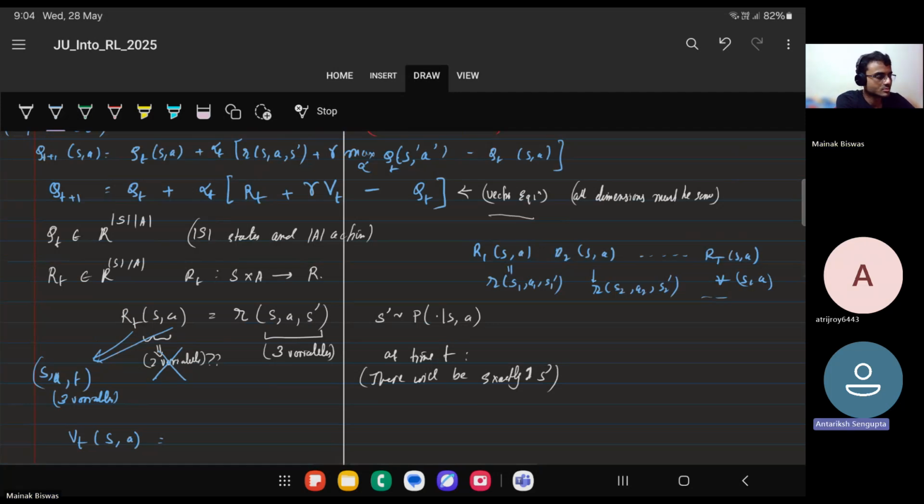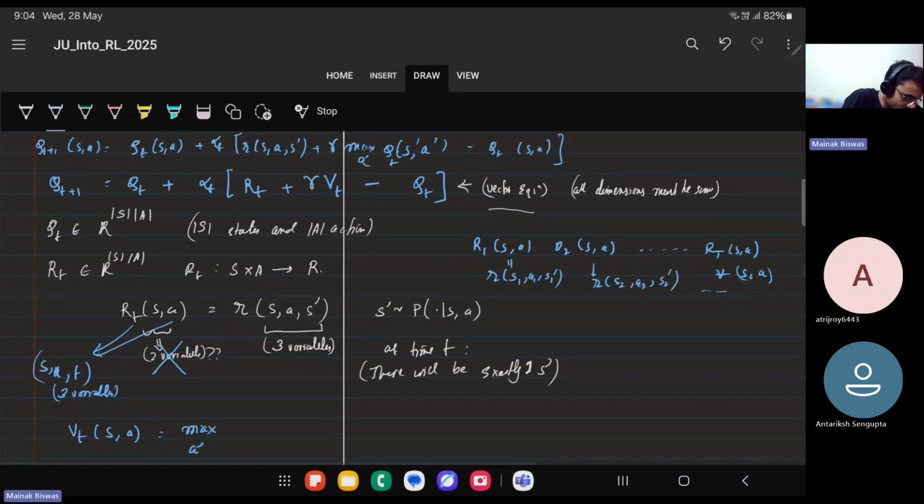It would be max over A dash of Qt of S dash comma A dash. Correct. Again, there is a problem. See, the right hand side is just dependent on one variable, yes or no? Because I'm marginalizing out actions, like we are maxing out actions. So it does not depend on A, right? Does it depend on actions?